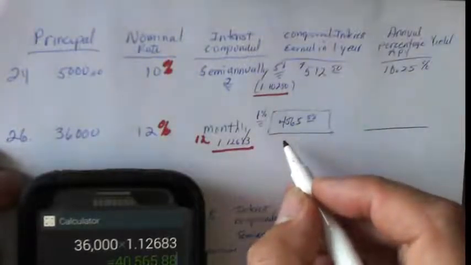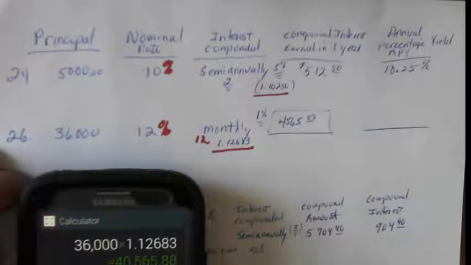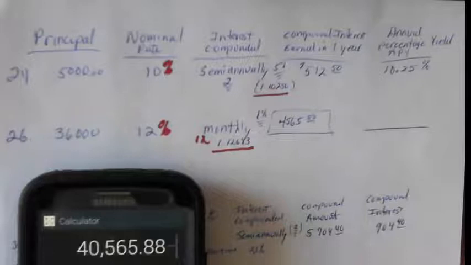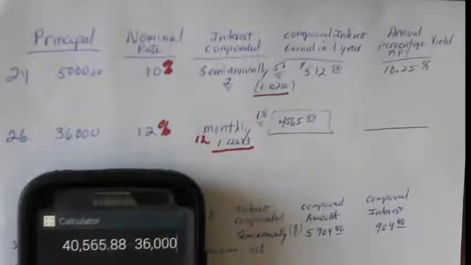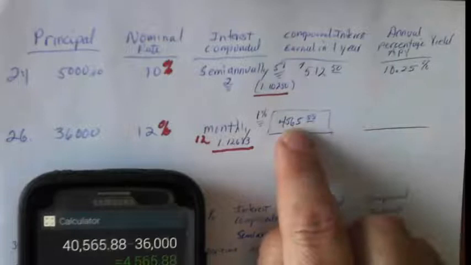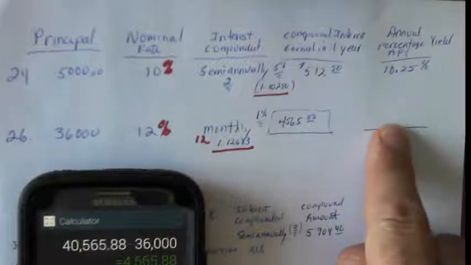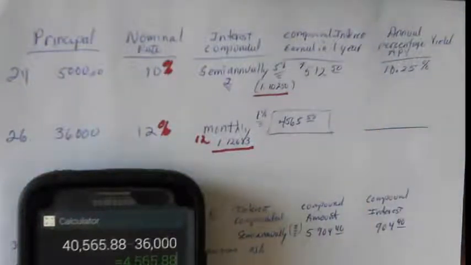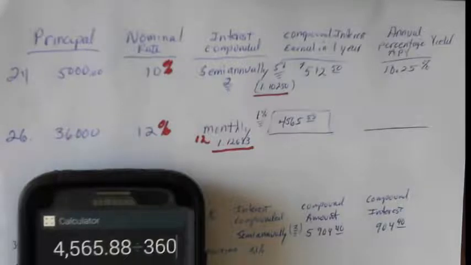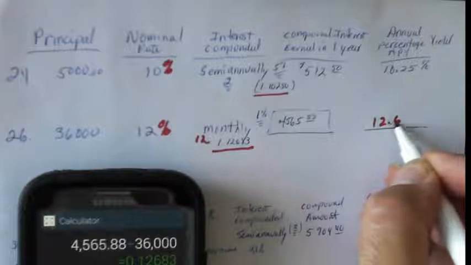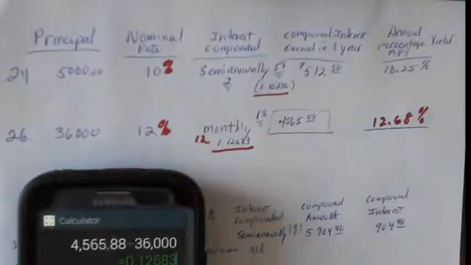That equals 40,000. They say, well, why is that a big number? Well, it also includes the principal of 36. Okay? So you subtract that. That's where they got the 4,000. So let's go ahead and do that. So that's our interest in 1 year. And now we want to know the APY. So we're going to divide that by, correct, the principal. Scoot that over to 12.68%. Okay?